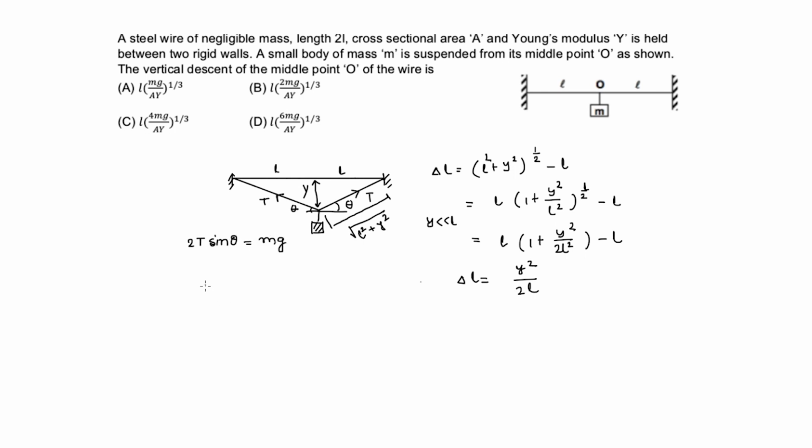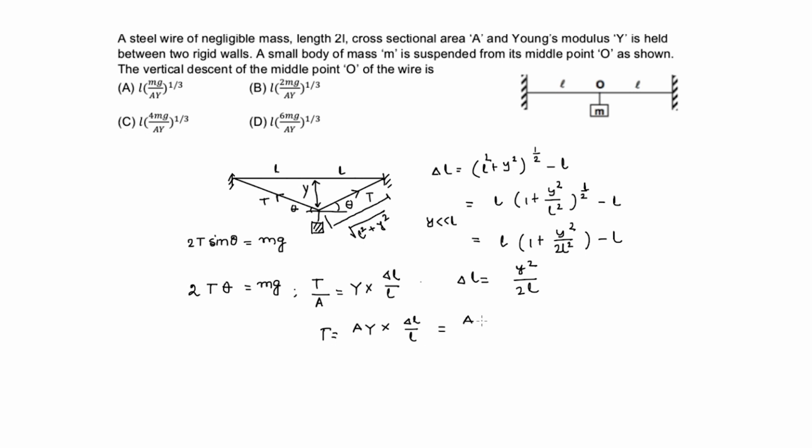That is my equation. Now again, theta is very small, so I can approximate sin theta to be theta. So 2T theta is equal to mg. Now, what is the tension T? If I say that T by area of cross section is equal to Y, Young's modulus, into delta L by L, so T is equal to AY into delta L by L. Now delta L by L is y square by 2L square.